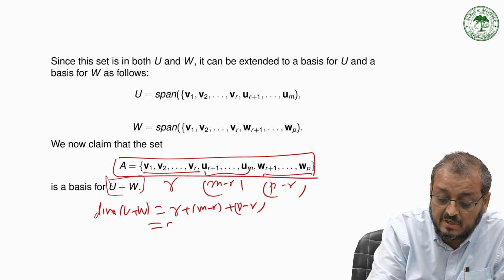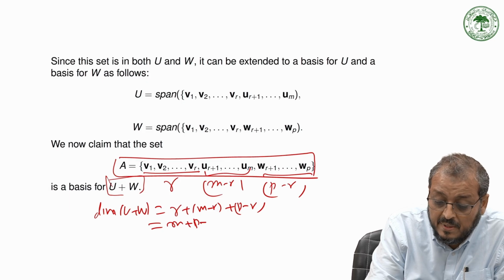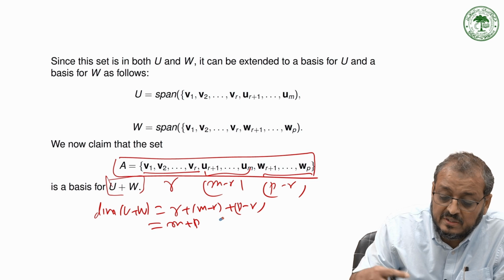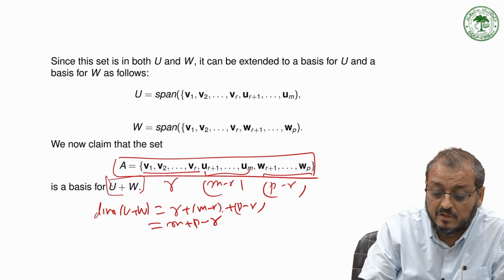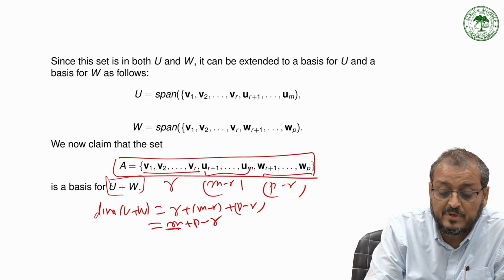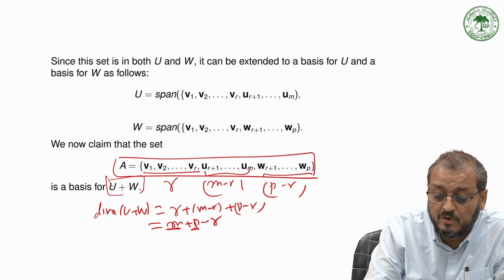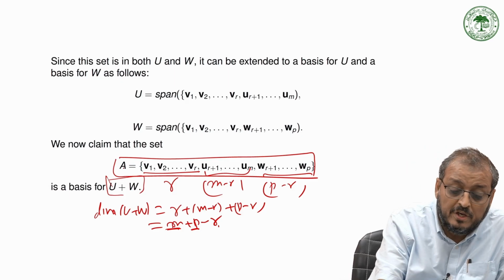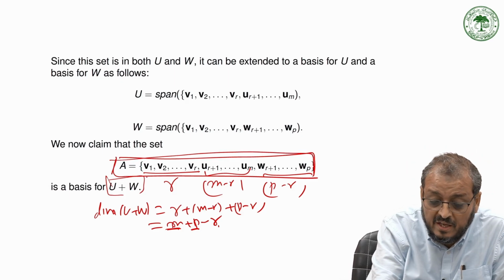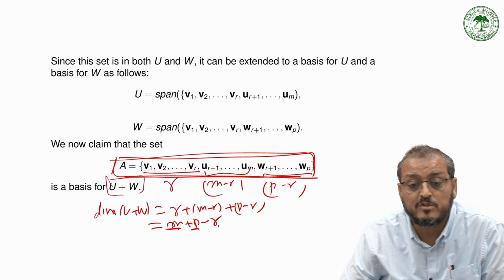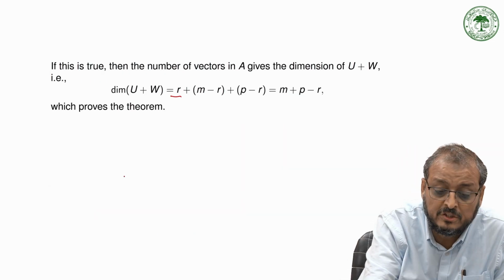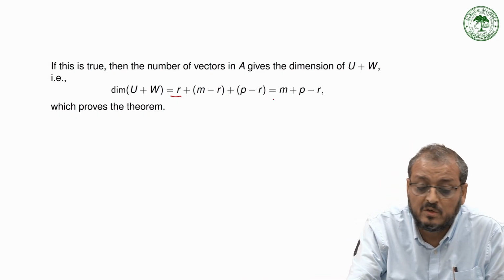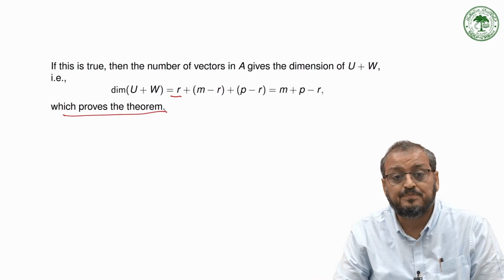Then this is equal to m plus p minus r. So m is the dimension of U, p is the dimension of W, and r we are assuming is the dimension of U intersection W. So if we succeed in proving our claim that this set A is a basis, then r plus m minus r plus p minus r equals this, which proves the theorem.